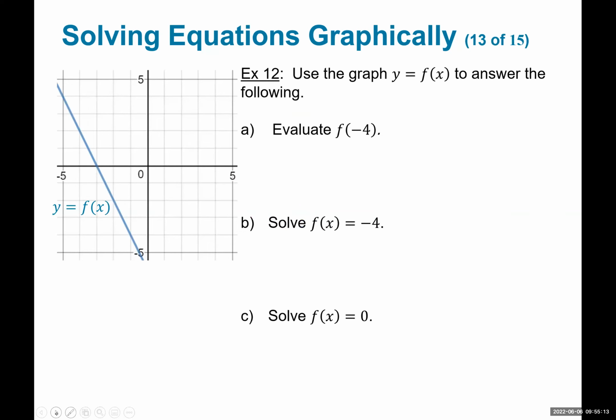All right, using the graph, we can just answer these questions. This is just something that we've already been doing. We know that when the number is inside of the parentheses, that means x equals negative 4. So just go look at negative 4: 1, 2, negative 1, negative 2, negative 3, negative 4 is right here at 2.